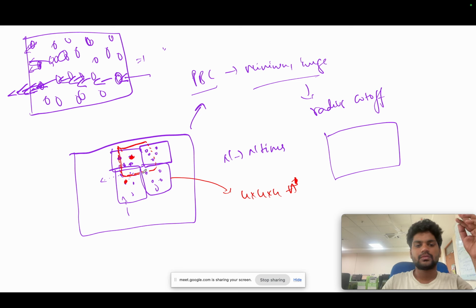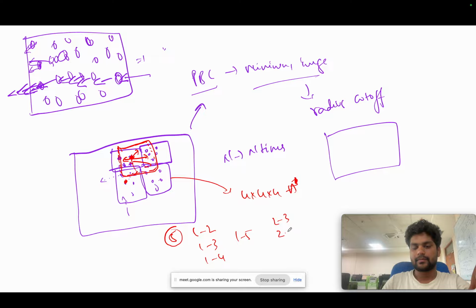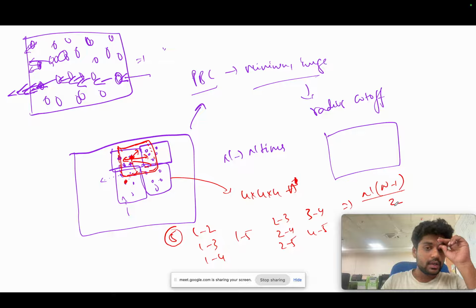In that way I am omitting this molecule, and I am calculating the interaction between this one, and this one, and this one, and this one. If I have 5 molecules, we are considering the interactions like this, which is nothing but n into n minus 1 by 2. Okay, I think this is the concept.